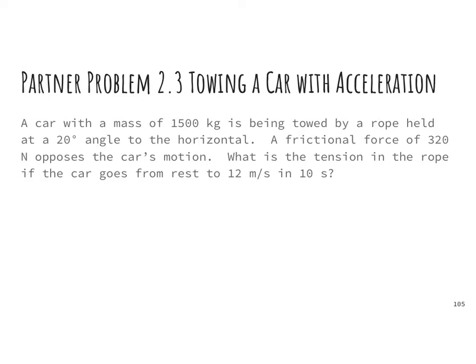So we have a partner problem, which we'll take a look at tomorrow with your partners. And it says a car with a mass of 1,500 kilograms is being towed by a rope held at a 20-degree angle. This problem sounds really familiar because we did it almost identically. But now we have a frictional force of 320 newtons that opposes the car's motion. What is the tension in the rope if the car goes from rest to 12 meters per second in 10 seconds?